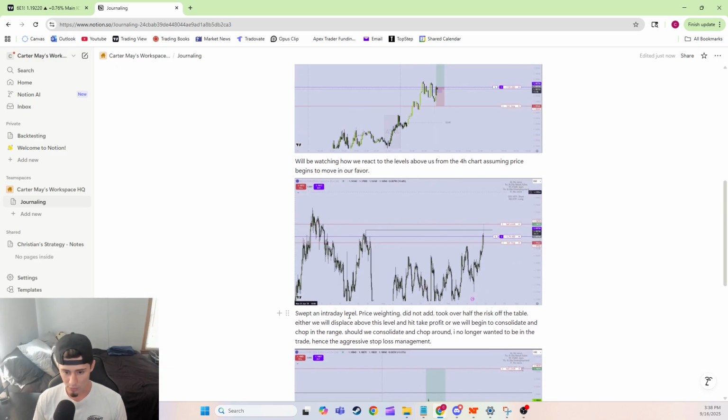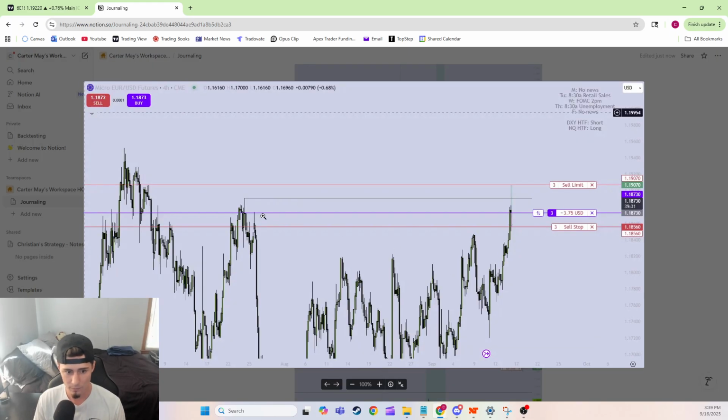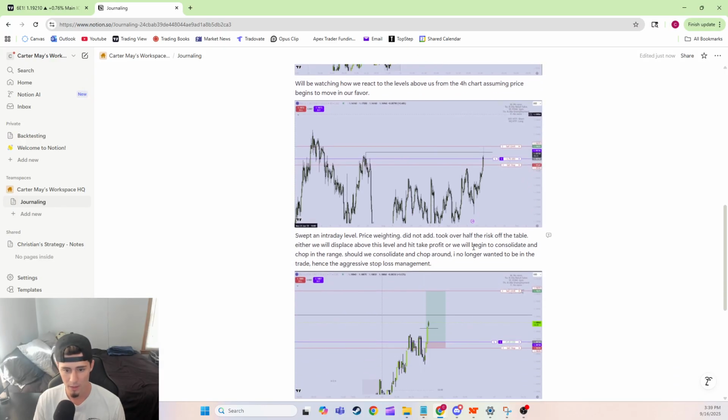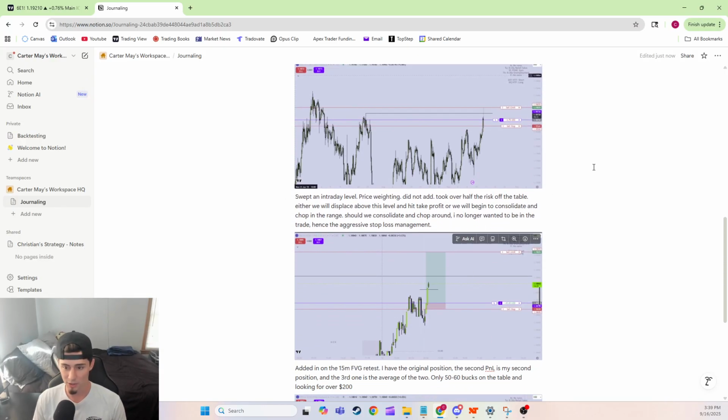Swept an intraday level, price waiting, but I didn't add. I took over half the risk off the table. So what we did, zooming in here, is we swept this 4-hour level of liquidity, and I was just paying mind to, hey, I want to see how we react to this liquidity. I want to see how we react to the next one. And finally, where I had my take profit at, right? I ended up taking over half the risk off the table. Either we will displace above this level and hit take profit, or we'll begin to consolidate and chop in the range. Should we consolidate and chop around, I no longer want to be in this trade, hence the aggressive stop loss management, right?